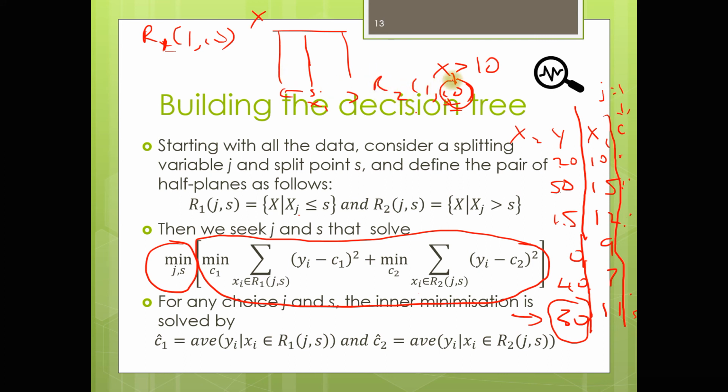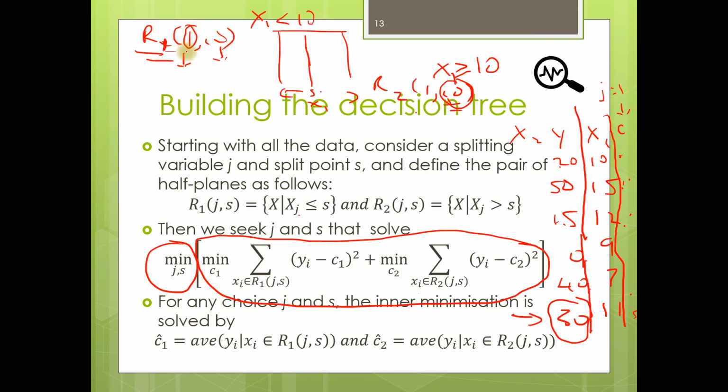R2 1 10 means x1 is greater than 10. R1 1 10 means x1 is less than 10. This one is greater than 10, this one is less than 10, region 1. So we have decided a split variable j is equal to 1 and split point s is equal to 10. But you understand that there are different possible combinations.